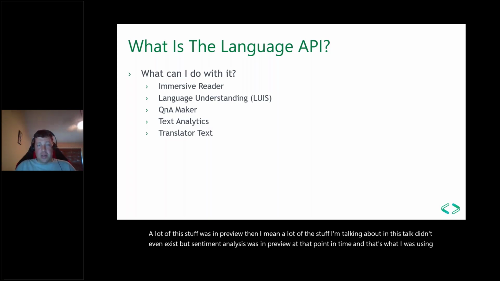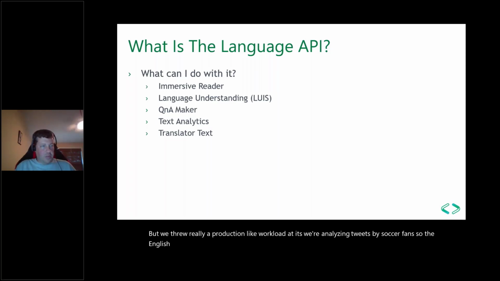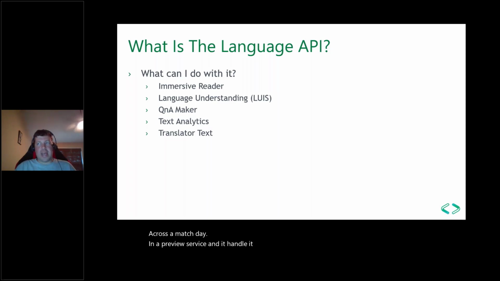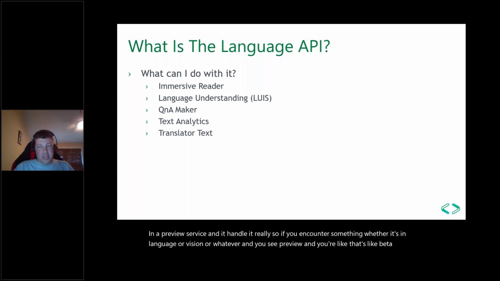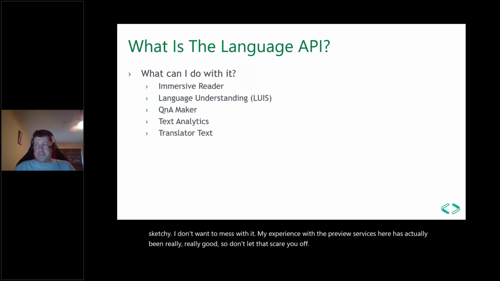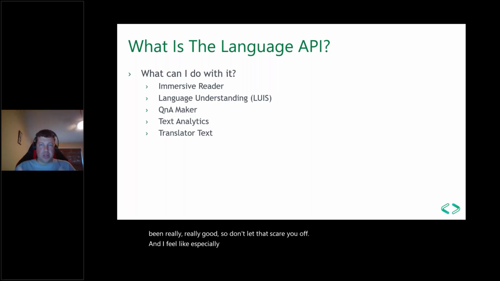But we threw really a production-like workload at it. So we were analyzing tweets by soccer fans, so the English top flight. So there's 20 clubs, and worldwide famous clubs. So during a match, there's millions of tweets. And we were throwing 20 to 30 million tweets through that thing across a match day in a preview service, and it handled it really well. So if you encounter something, whether it's in language or vision or whatever, and you see preview and you're like, that's like beta, that's sketchy, I don't want to mess with it, my experience with the preview services here has actually been really, really good. So don't let that scare you off. And I feel like, especially in Azure, Microsoft's really reluctant to pull that label off. And so don't let that scare you off. Like I said, the only negative experience I've had playing with this stuff is because I did dumb things. Even the preview services are very, very stable.